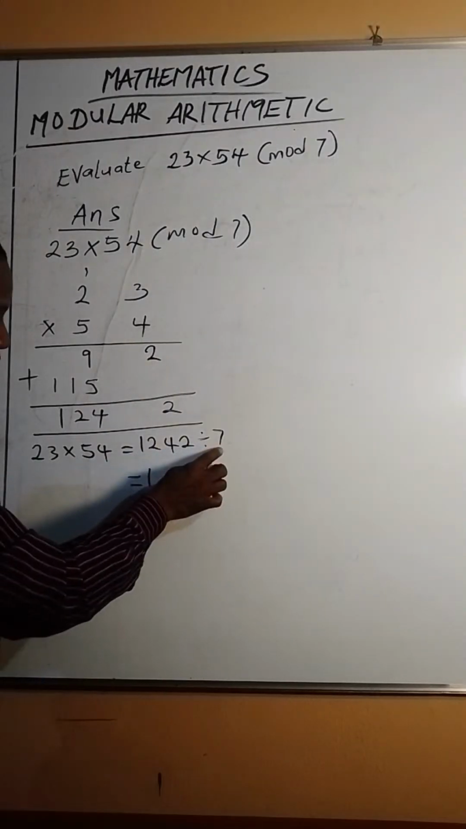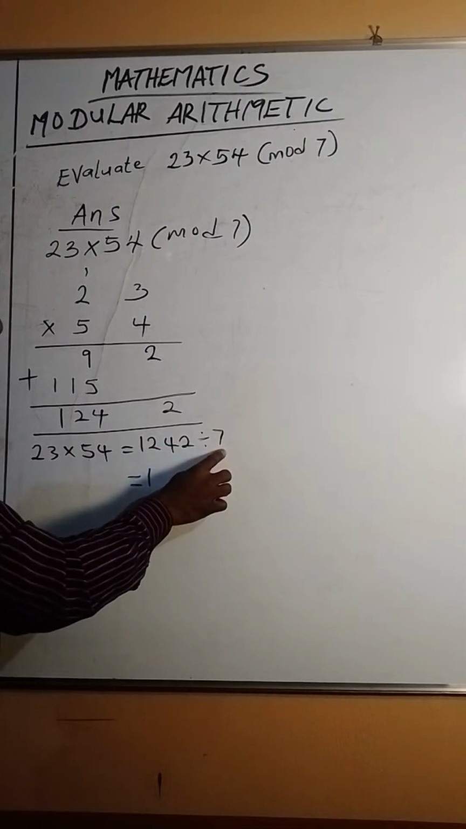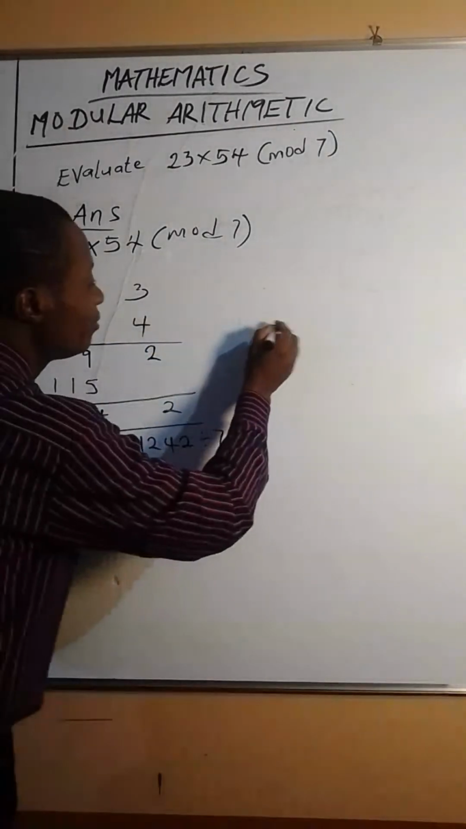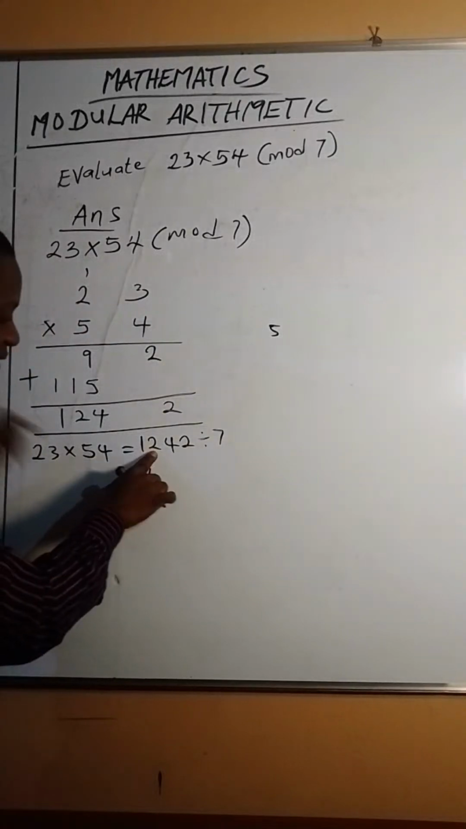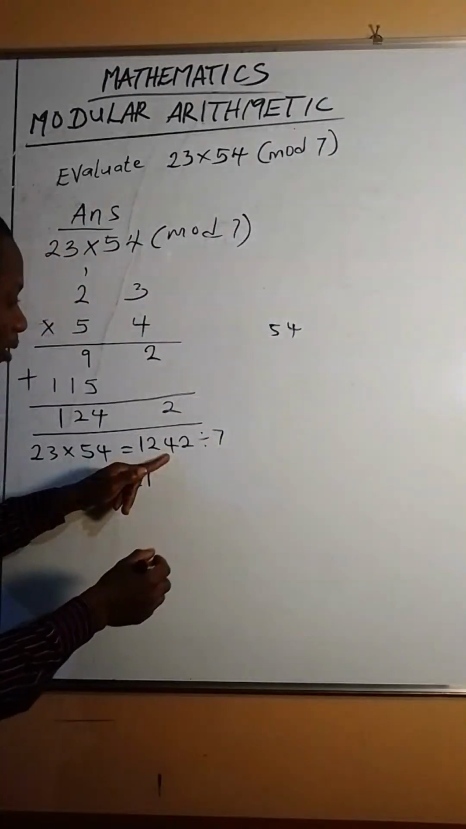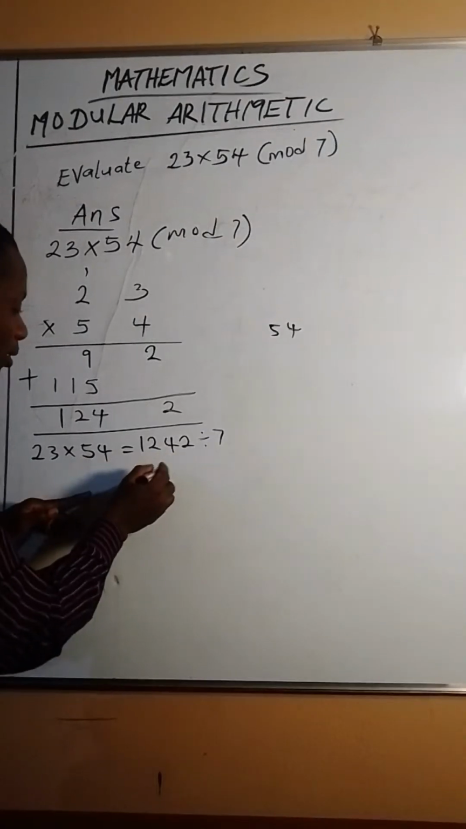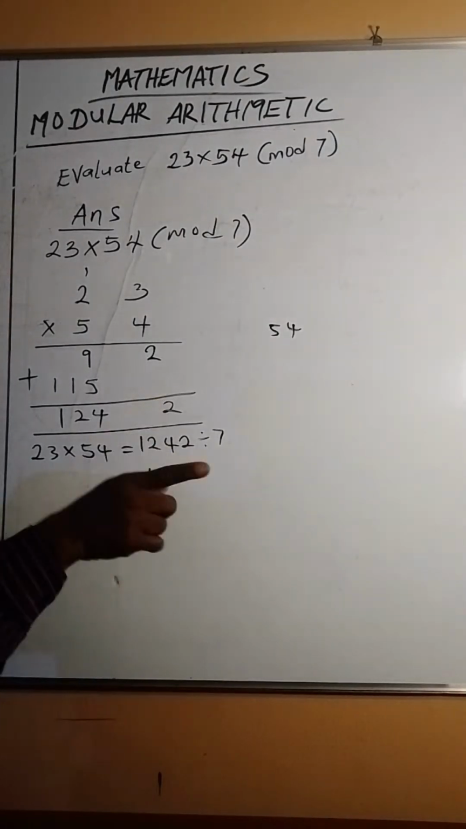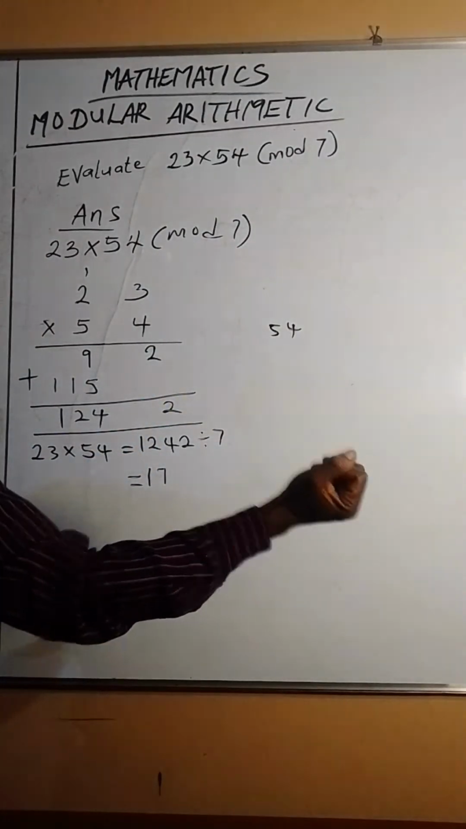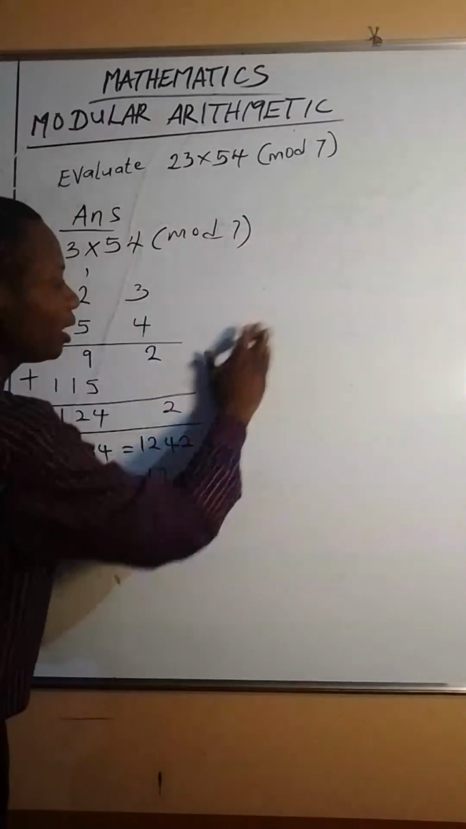When 7 goes into 12, that is 12 minus 7, which gives us 5 left. So we write down the 5. Since we have 5 left here, we bring this 4 to that 5. We now have 54. 7 into 54. We know that 7 times 7 is 49. So 49, 50, 51, 52, 53, 54. So we are still left with 5.